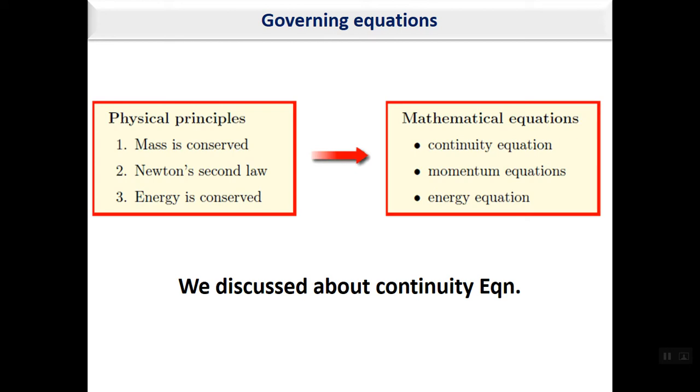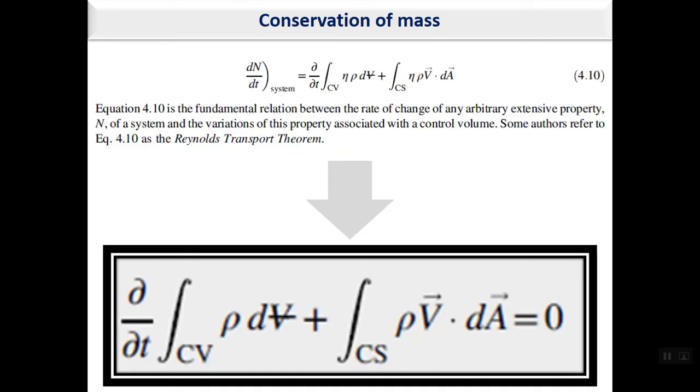We said that there are three physical principles, which are conservation of mass, Newton's second law, and conservation of energy, and the resulting mathematical equations are the continuity equation, momentum equation, and energy equation. We discussed the continuity equation last week, and this is the result, if you remember.